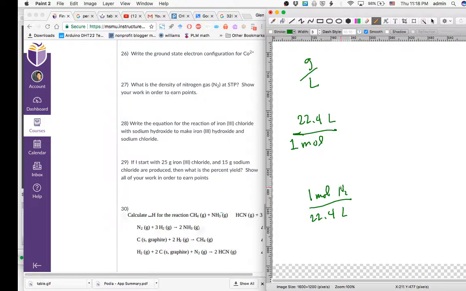And now I have to get rid of the moles. I need to put grams on top. I have liters, but I want grams on top, and moles are on top, which is not what I want. So 1 mole of nitrogen is a certain number of grams from the periodic table. It's actually something like 28.0 grams, and you get the answer.